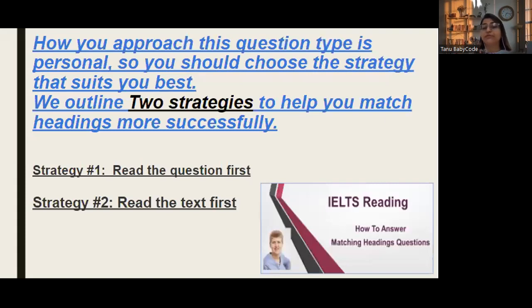Now, how do you approach this type of question? You should choose the strategy that suits you the best. I'm going to outline two strategies here to help you match headings more successfully. The first strategy is to read the question first, and the second strategy is to read the text first. I'm going to explain both strategies for you.